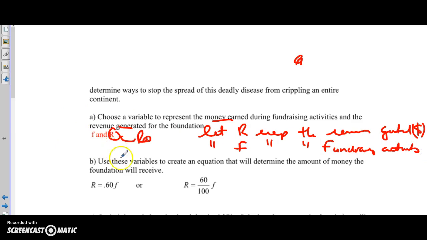Okay, so use the variable to create an equation that will determine the amount of money the foundation will receive. So they are going to donate 60% of their fundraising money. Again, I'm sorry, I should have done this in dollars. The fundraising activity generated, in dollars, or put a dollar sign. So I want 60% of this. They're donating 60%. So how do I represent 60% of F? R is 60% of F. So R is 60 over 100 of F, or R is 0.60 times F.